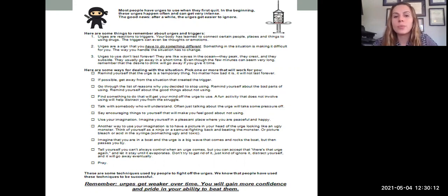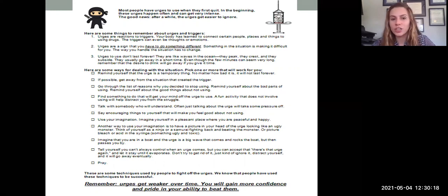So, things to remember about urges and triggers: there are certain triggers, people, places, and things, that are going to cue this into awareness. You have to do something different with it, which may include just waiting, but it doesn't mean that you go and use, and they don't last forever. And then here are some examples of things that you could try. Let's pick one or two that you might want to try for this next week when an urge shows up. It could be reminding yourself that it's temporary.